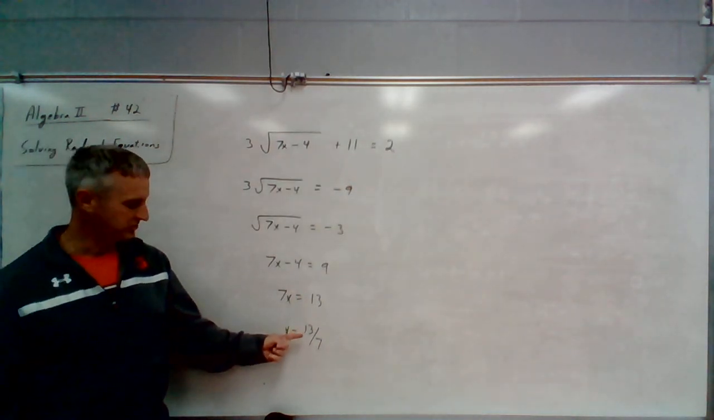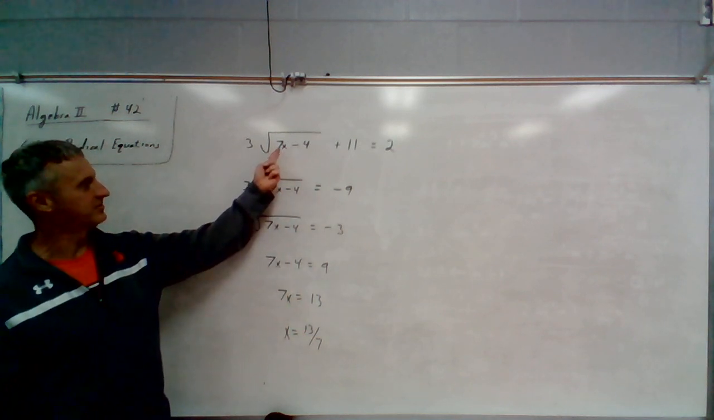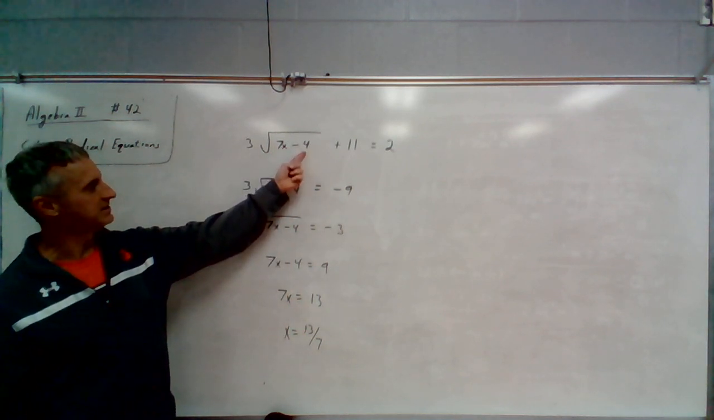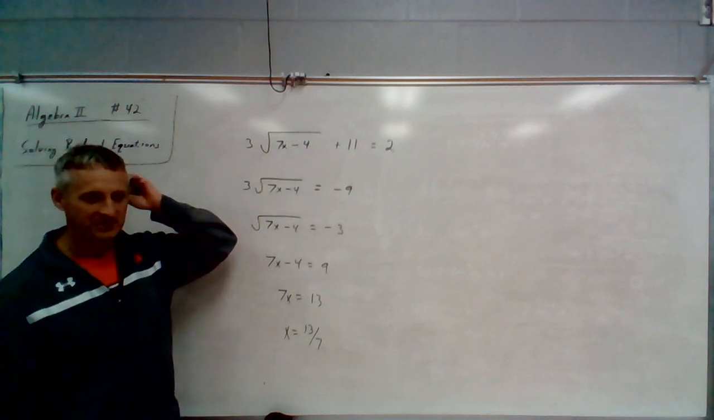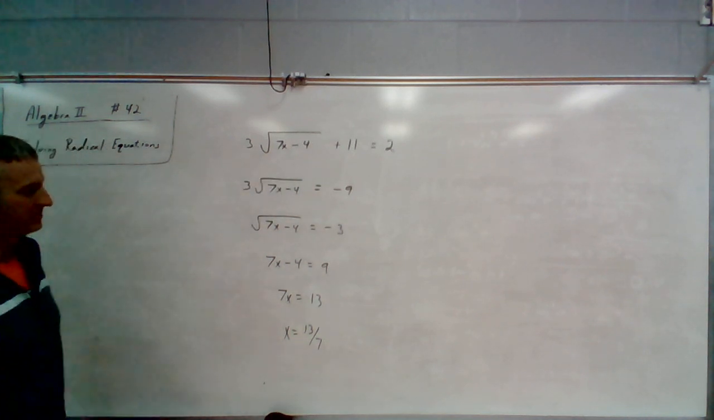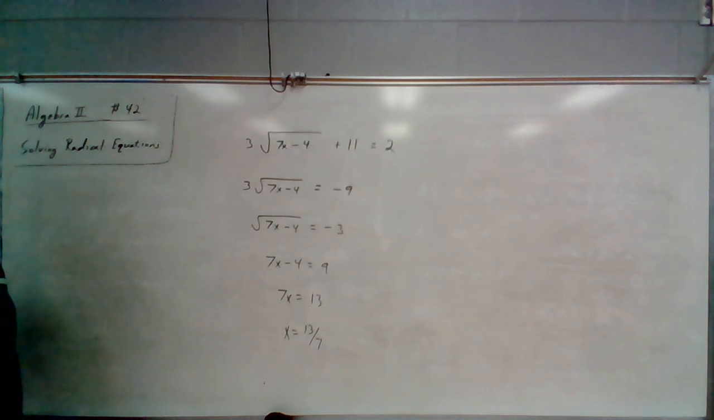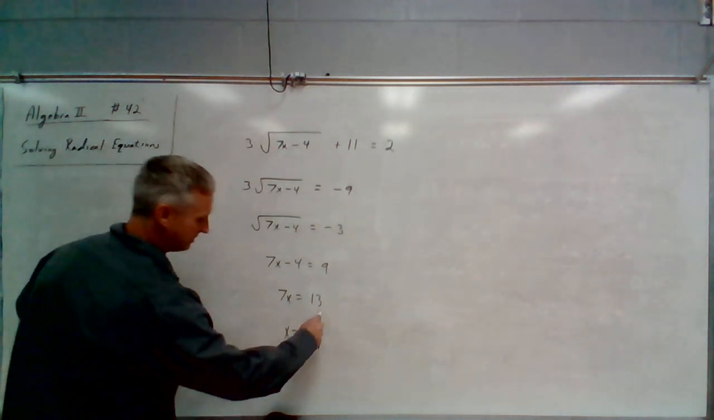So let's double check. 13 over 7 times 7 is 13. 13 minus 4, that's 9. Square root of 9 is 3. 3 times 3 is 9. 9 plus 11 is still not 2. So what's wrong? So this answer is not correct.